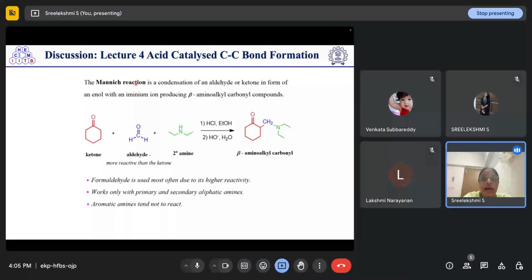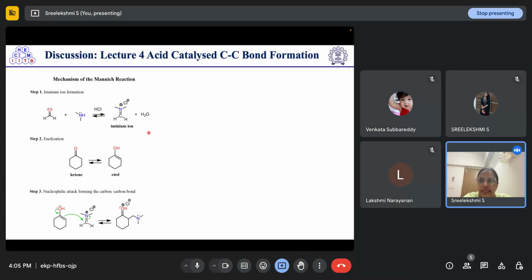Then another reaction which is catalyzed by acid we have seen is Mannich reaction. So here what is happening is there is a ketone, aldehyde and secondary amine, and in presence of acid followed by basic hydrolysis, we will be getting this beta amino alkyl carbonyl compound. So it is basically the condensation of an aldehyde or ketone which is in the form of enol. So this will be in the form of an enol with an iminium ion. So iminium ion is basically produced by the reaction between this aldehyde and the secondary amine, which results in the beta amino alkyl carbonyl compounds.